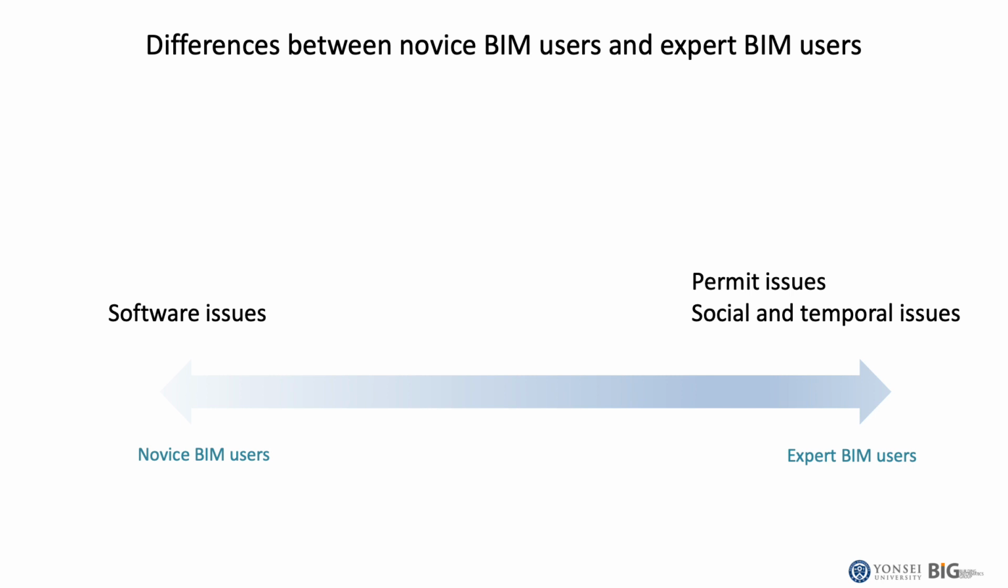Even among BIM users, there are also differences in the perception about BIM depending on the level of BIM expertise. Novice BIM users tend to perceive BIM software problems as the main obstacles to BIM adoption, just like non-BIM users. Expert BIM users tend to perceive higher benefits of using BIM than novice BIM users. Also, expert BIM users think that the permit process, social and temporal issues are more of a problem than BIM software-related issues in BIM adoption. This means that you have to be not just a BIM user, but an expert BIM user to appreciate the benefits of BIM.